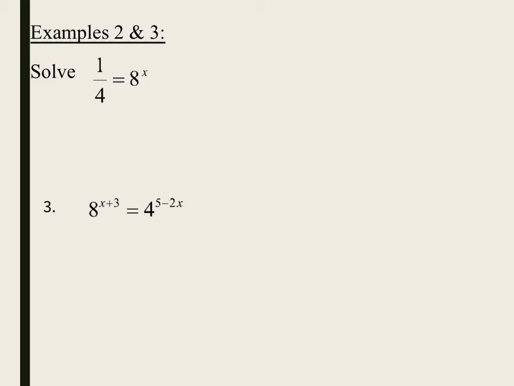Remember, we are going to rewrite everything into a particular base. In this particular case, we're going to put 1/4 as 2 raised to the negative 2 power. And then we're going to set this equal to 8 raised to the x power, which we set up as 2 raised to the third power raised to the x power. Well, this is just 2 to the minus 2 power is equal to 2 to the 3x.